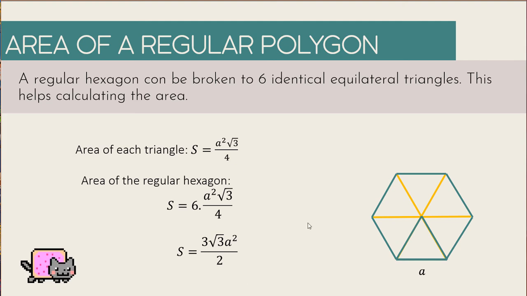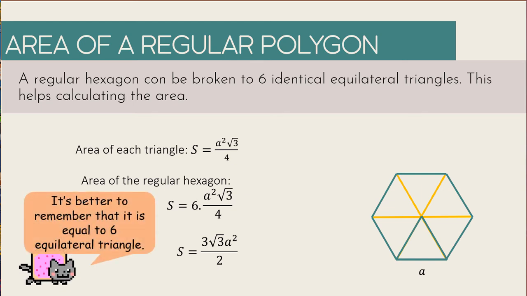Okay, remember this? If you feel that there are too many formulae to remember, you can think of a hexagon as 6 identical equilateral triangles combined. So you have to remember the formula for the triangle only. Yes, the cat thinks the same.